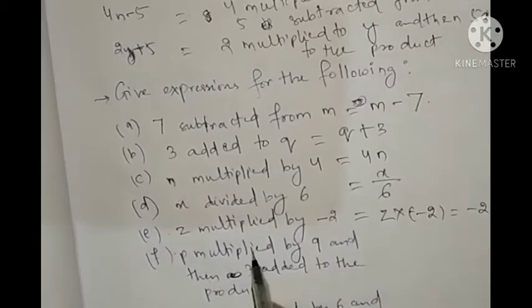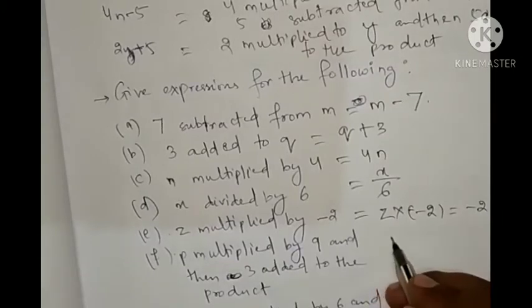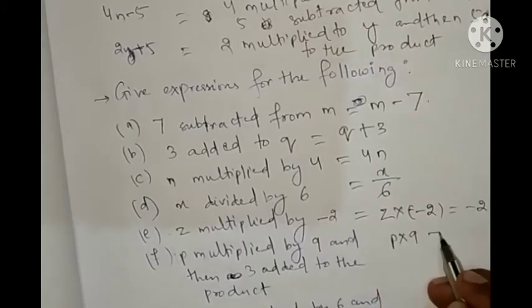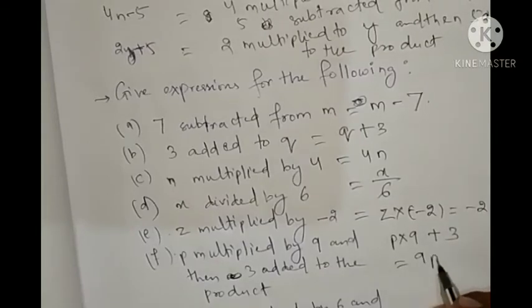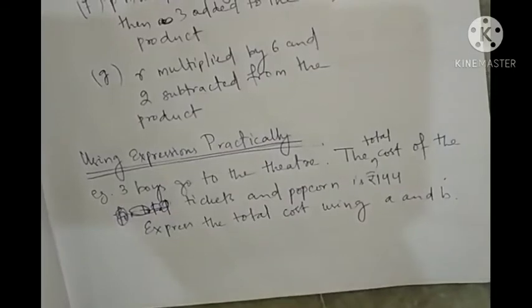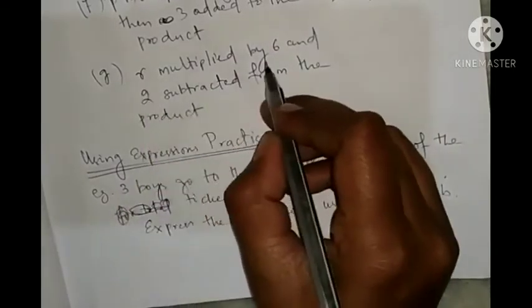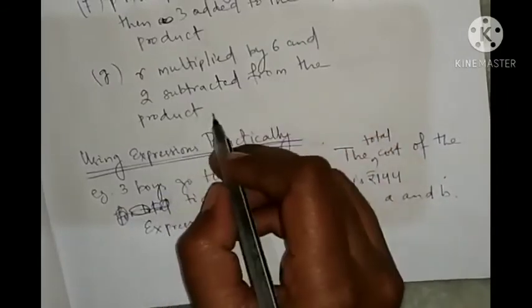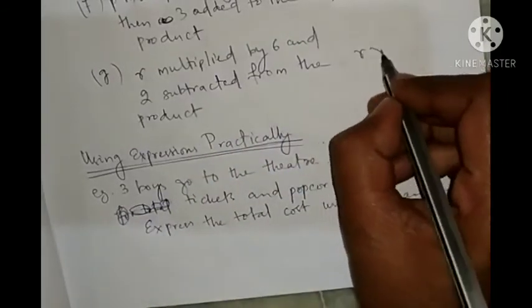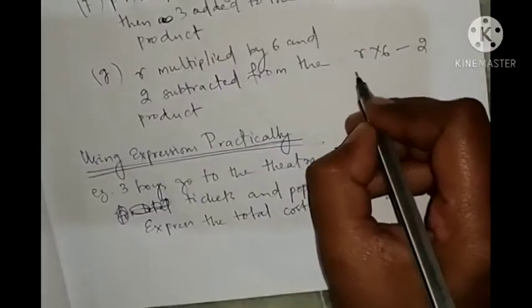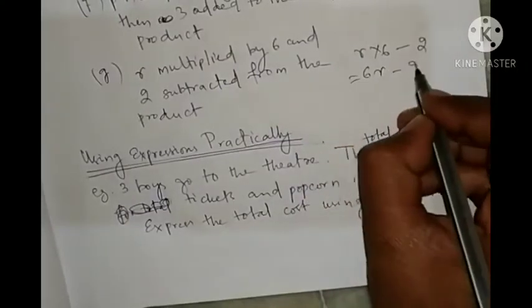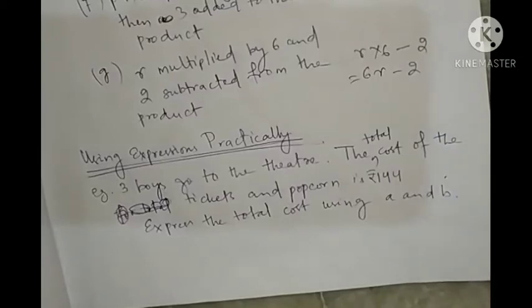Okay. Then p multiplied by 9 and then 3 added to the product. So what you write? P multiplied by 9 means p into 9. Then you add 3. What you can write? 9p plus 3. Next you see r multiplied by 6 and 2 subtracted from the product means r into 6, then 2 subtracted means minus 2. So here what you will write? 6r minus 2. So this is about what? How we will form the expression, how we will write the expression, and how we will explain the expression.